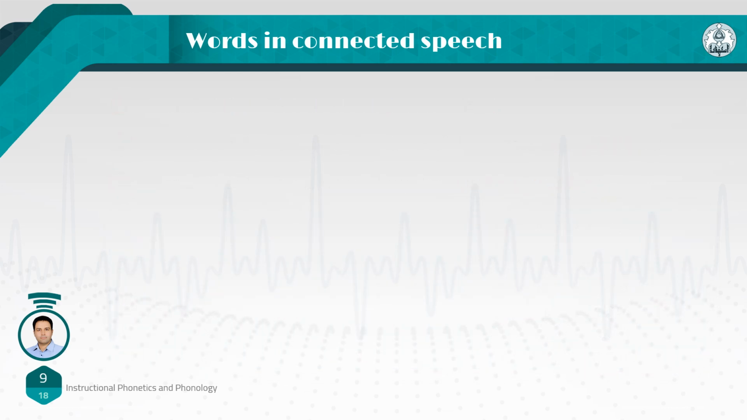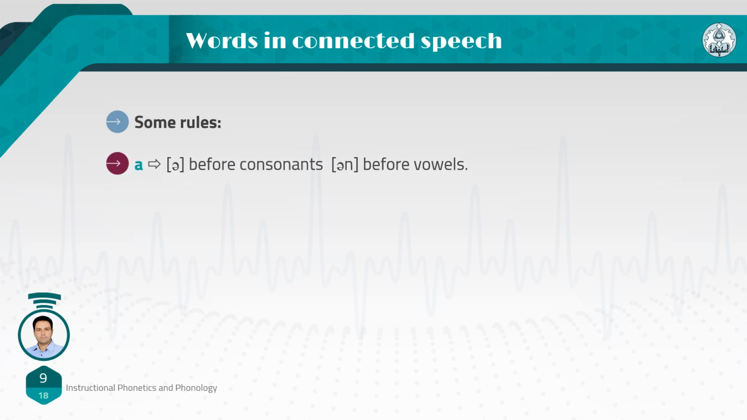For some words, there are rules that are nearly always applicable. One is the alternation between "a" before a consonant and "an" before a vowel. And this is recognized even in the spelling. Everybody knows this. For example, we say a book, but we say an apple.